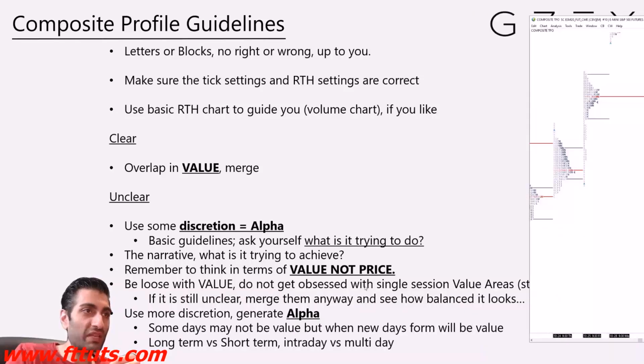where two days may not be value where you merge, but then when a new day forms, you get balance, because that third day kind of doesn't take you anywhere. You don't get value moving anywhere. So, you know, it's important to remember that essentially.